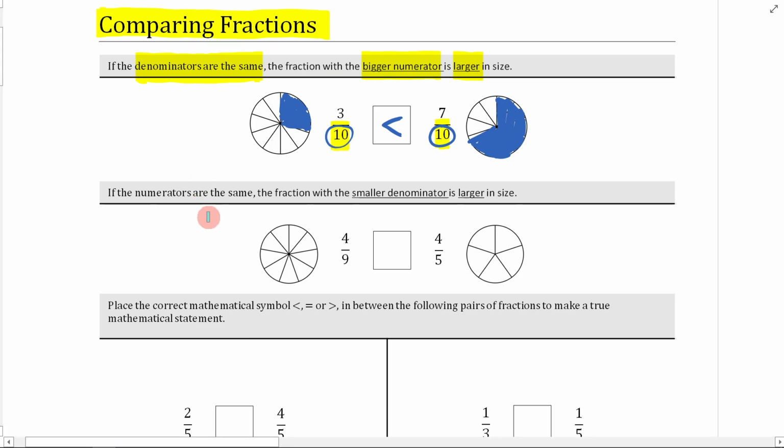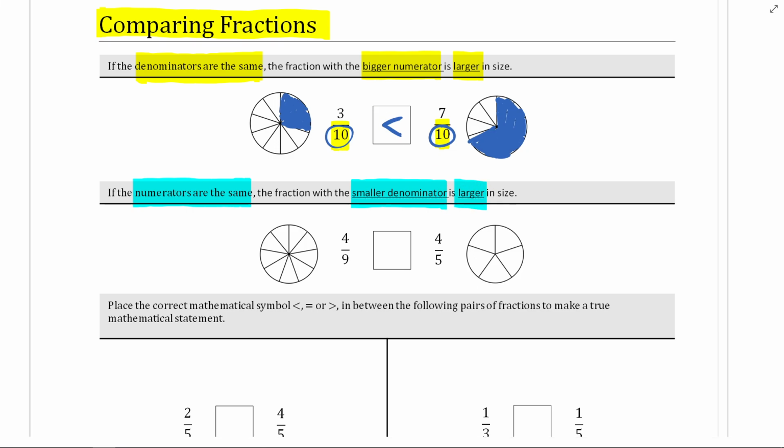Okay, the next one says, if the numerators are the same, the fraction with the smaller denominator is larger in size. Oh boy. All right, so first thing I want you to take note of is for these two fractions here that we're comparing, we've got 4 on 9 and we've got 4 on 5. So the numerators are the same. So what I've done is, well, I've had to do something a bit different here.